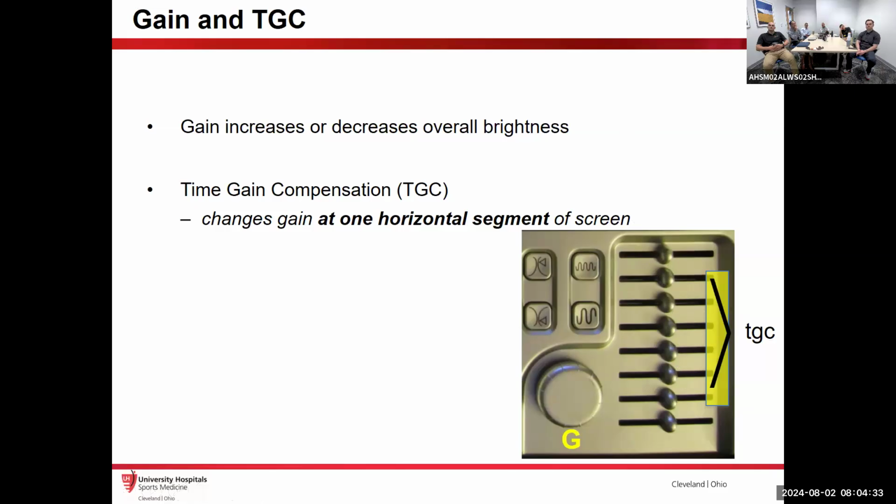Is that changing, is this a software thing after, where it's just brightening the screen, or is that actually changing the focus? It's not changing the focus, it's just brightening the screen. Okay.